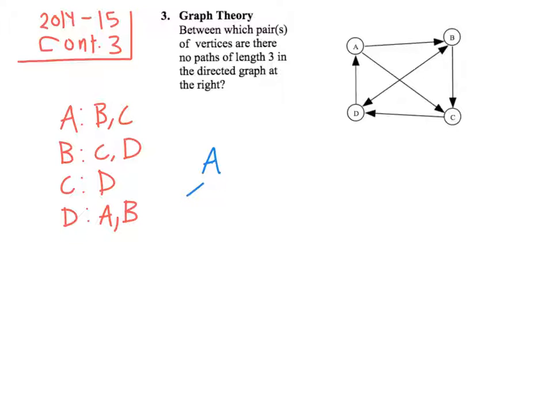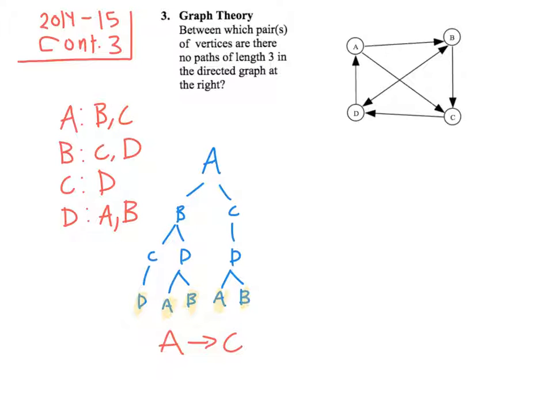A goes to B and C, B goes to C and D, C goes to D, D goes to A and B. So these are all the paths of length 3 starting at A. There's one that ends at D, one that ends at A, one that ends at B, and another at A and B, but there are none that end at C. So we know that there is no path between A and C.